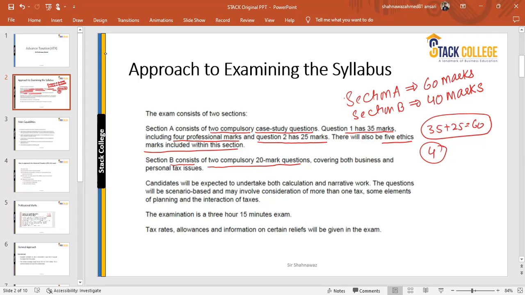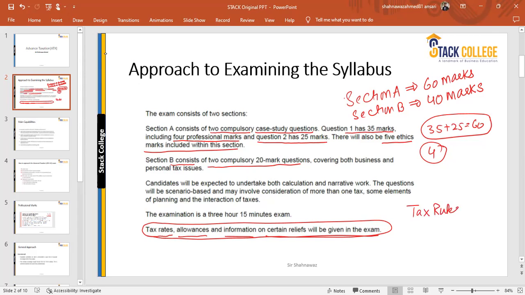Your exam is a standard 3-hour paper, and you will be given a tax sheet comprising tax rates, allowances, and information. That means the information given in the tax sheet, you don't need to memorize. And remember that those students who learn well, who memorize the tax rules well, can easily pass this paper. It's all about the tax rules, nothing else. If you know the tax rules, and in the exam you can write those tax rules, then you can easily pass this paper.